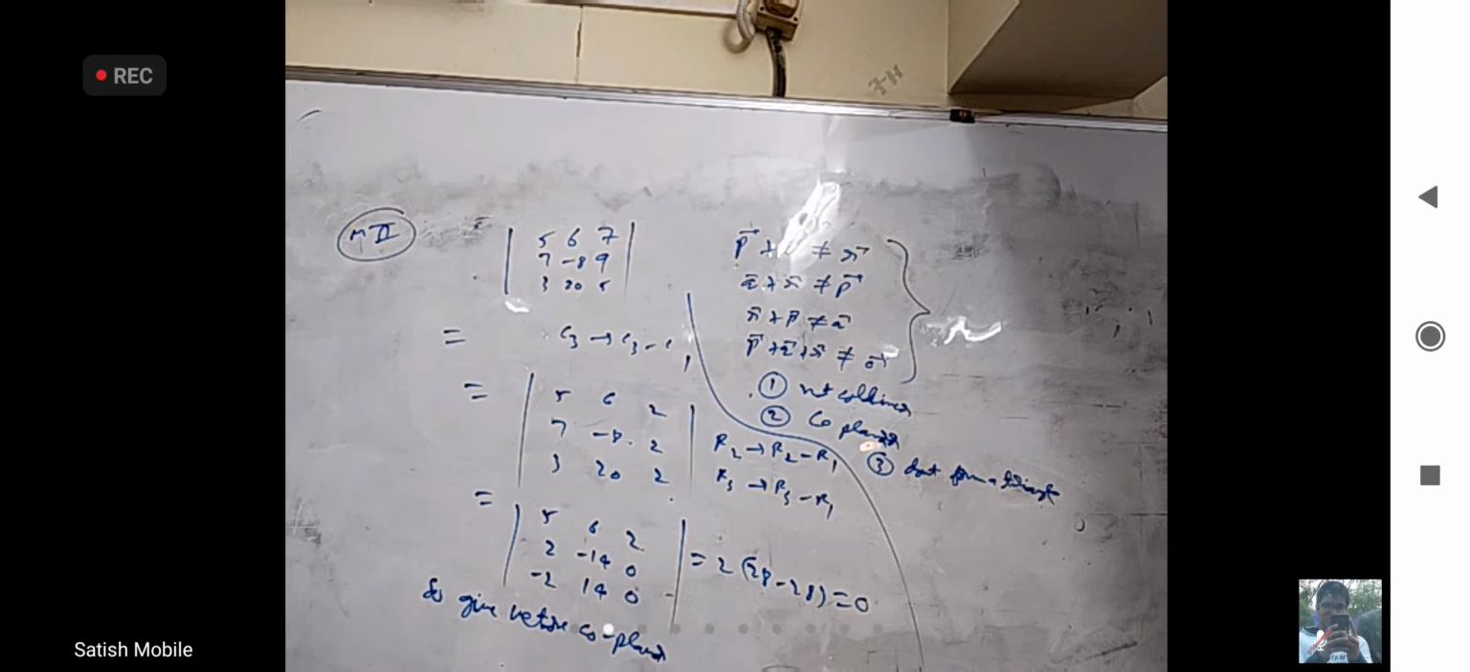Next three questions are very easy. 16, 17, 18 are easy in the sense that they already said the three vectors are coplanar. Whenever three vectors are coplanar, that is 0. If they are not coplanar, that is not equal to 0. That's all.